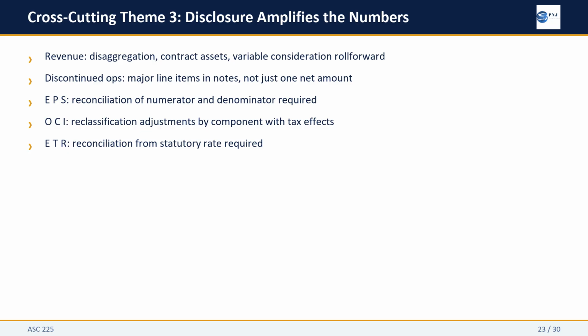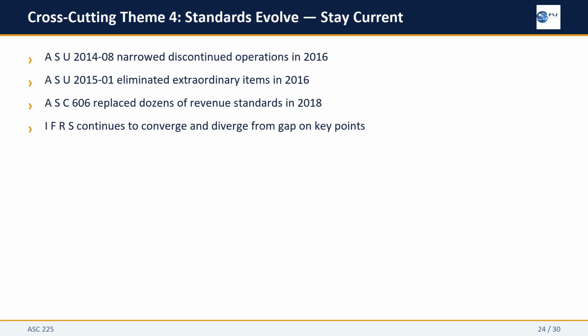Know both layers. 3 of the 8 sections we covered involve rules that changed materially within the last decade. Discontinued operations narrowed. Extraordinary items disappeared. Revenue recognition was unified under ASC 606. The IFRS gap continues to shift on pensions, revaluation, and recycling. Financial reporting is not static. The professionals who stay current are the ones who catch problems before they become restatements.